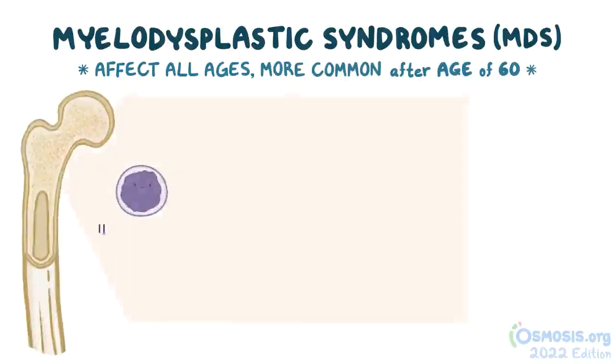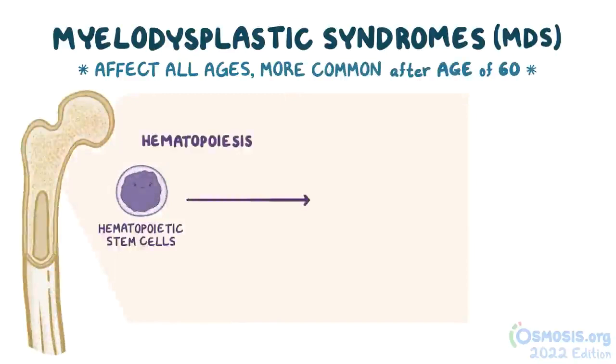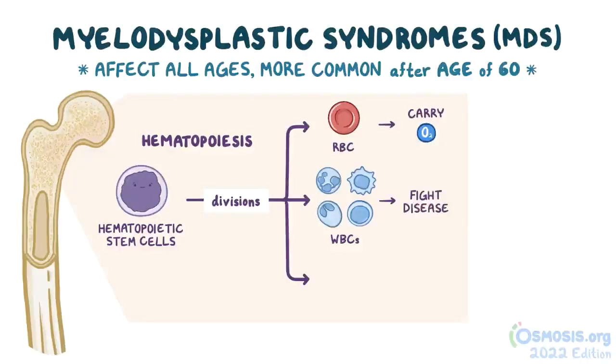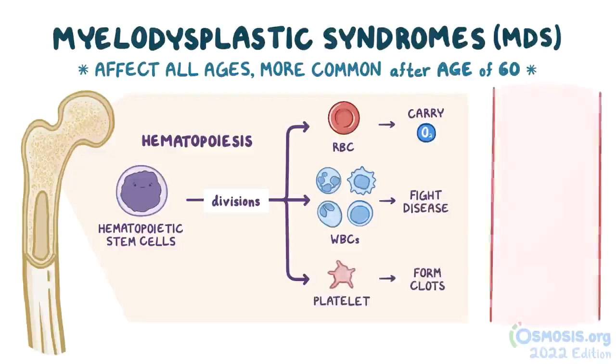Blood cells develop from the hematopoietic stem cells through a process called hematopoiesis. This involves a number of divisions and eventually results in three types of blood cells: red blood cells, which carry oxygen around our bodies, white blood cells to help fight disease-causing pathogens, and platelets that help form clots to stop bleeding. Once these cells are fully mature, they leave the bone marrow and enter the bloodstream.